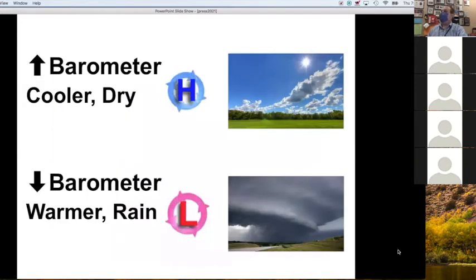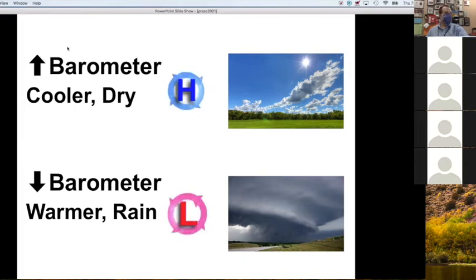Now that part is important. We want to know if the pressure is going up or down. Guess what the pressure did last night? The pressure started going down. And that's important because when the barometer goes down, we tend to get rain. And guess what's going to happen today? Mostly rain all day because of this going down. And then tonight, the pressure is going to go back up.